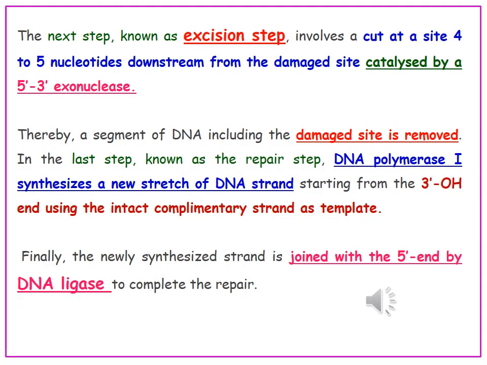The next step is known as the excision step, which involves a cut at a site 4 to 5 nucleotides downstream from the damaged site. It is catalyzed by a 5' to 3' exonuclease. Thereby, a segment of DNA, including the damaged site, is removed.